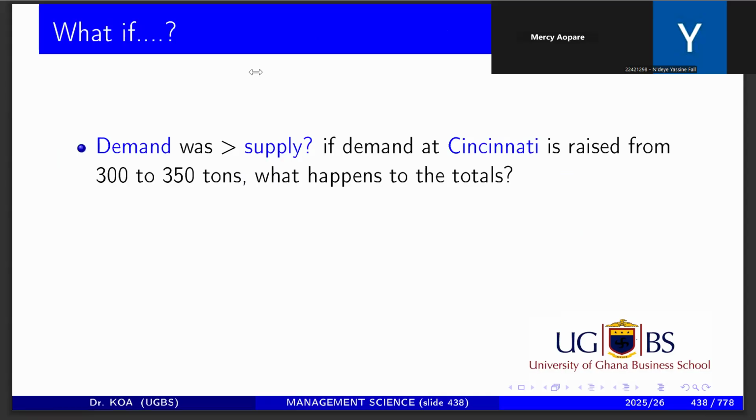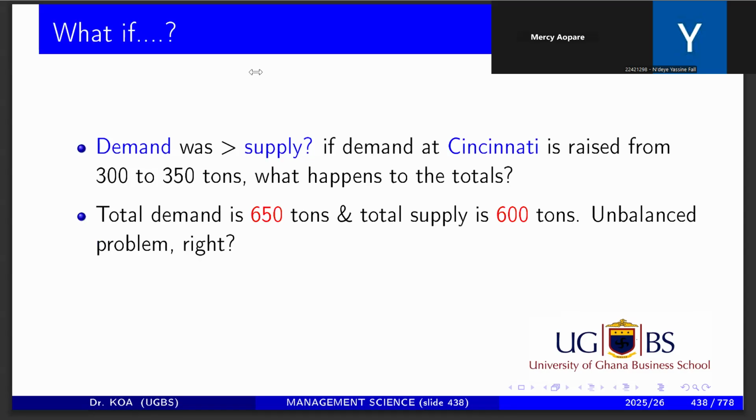Let's say that in Cincinnati, they are looking for 350 tons of wheat and not 300. What happens now to the totals? You see that the total demand will be 650, the total supply will be 600. We now have an unbalanced transportation. So what happens to the constraint? And here's the rule.